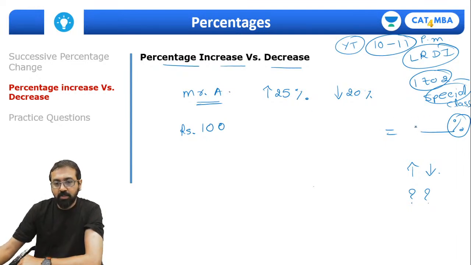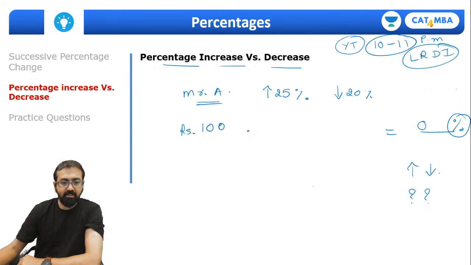Yes, it will come out to be 0%. Everyone, it will come out to be 0%. There will be 0% change if you just check. Have you all understood this? Why? Let's quickly look at it. 100 increased by 25% is 125. Now what is 20% of 125? It's 25. Reduce it, so it will become 100.